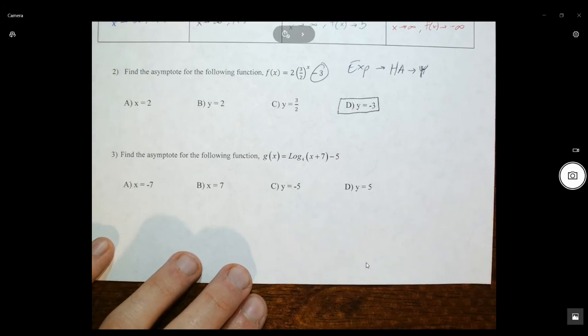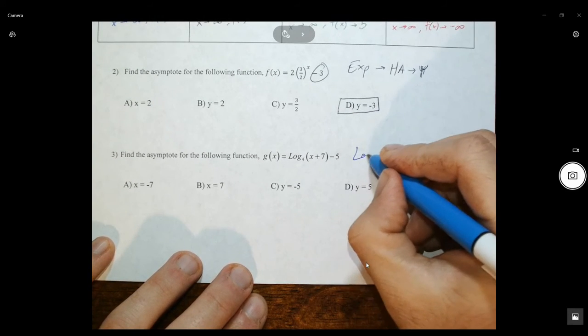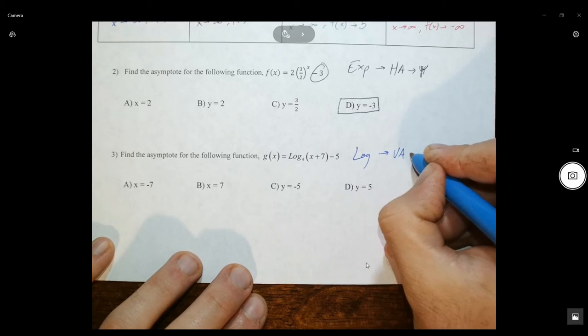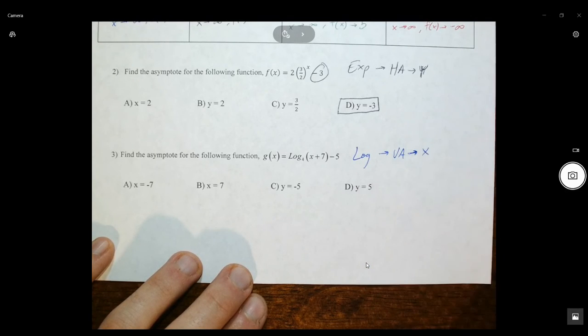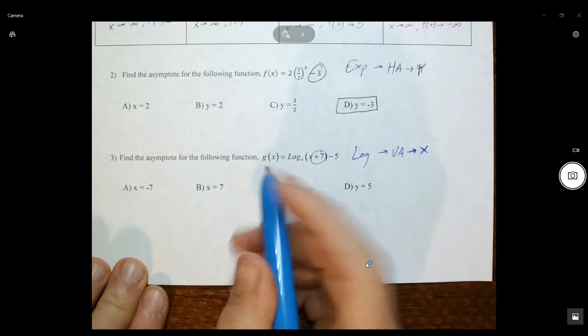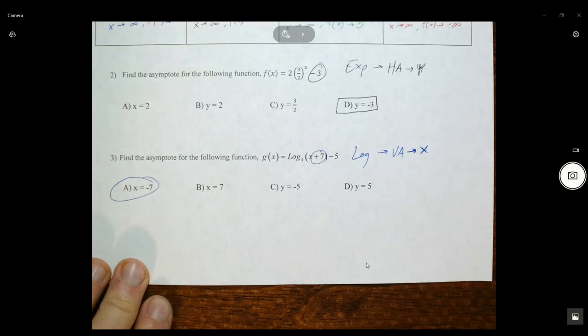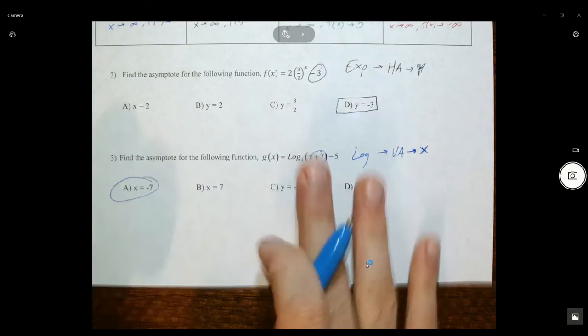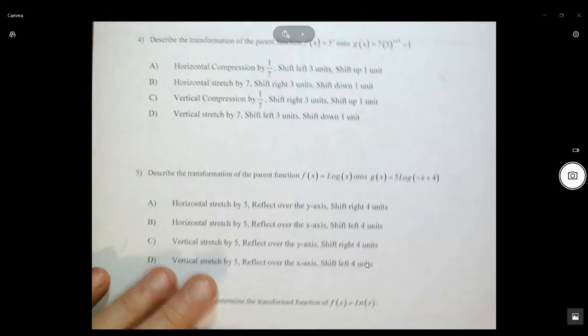For number 3, you have a log. Log, vertical asymptote, it comes from the x, and x's lie. So I come inside where my x's are right here. This +7 is really saying -7. So it's going to be x is equal to -7. Okay, over to the back.